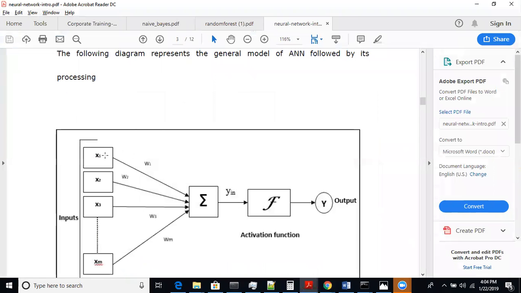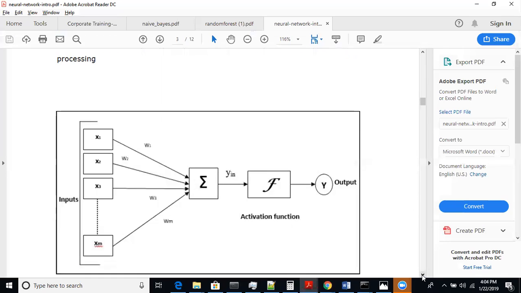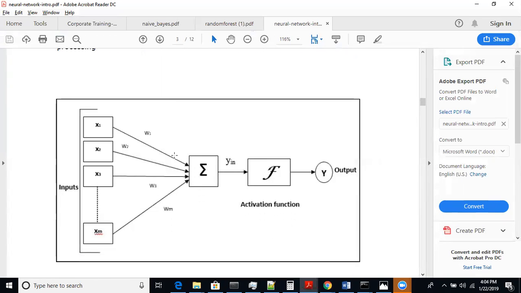The first row it will take, and all the data will be saved here, and it will be given some weight, initially some random weight. Then the summation of w1 into x1, w2 into x2, and so on. All the summation will be done, and that is yin. This is the information, and then we have to learn something, right? So this information is learned through an activation function.